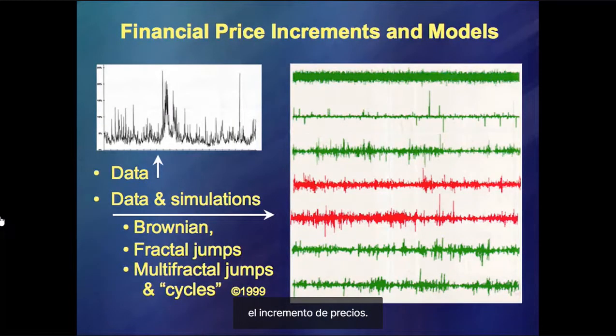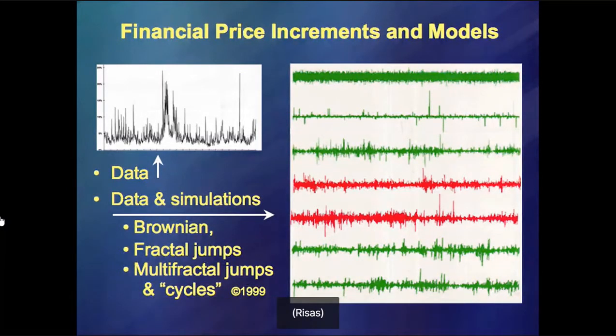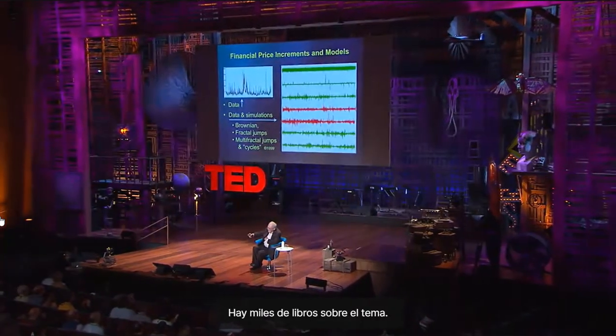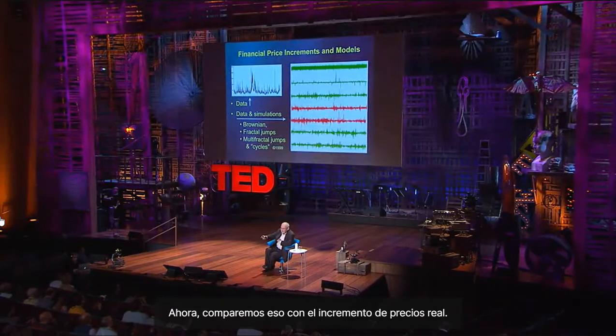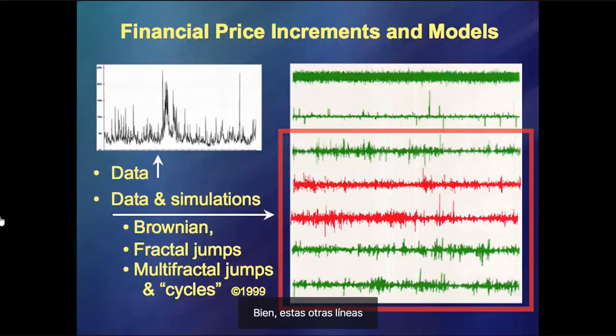Financial price increments. So to the left you see data over a long period. To the right, on top, you see a theory which is very, very fashionable, because it's very easy, and you can write many books very fast about it. So there are thousands of books on that. Now, compare that with the real price increments. And where are real price increments? Well, these other lines include some real price increments and some forgeries which I did.